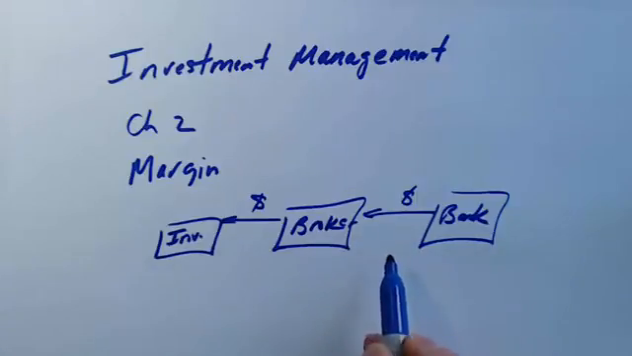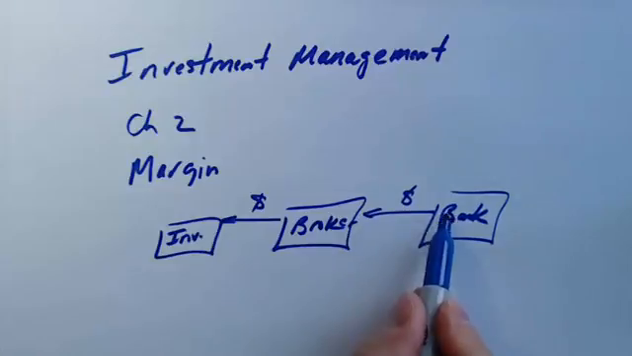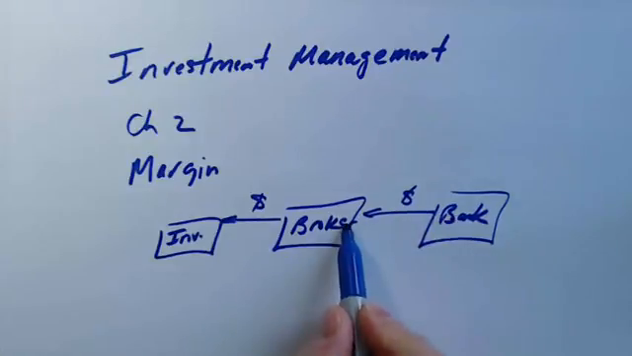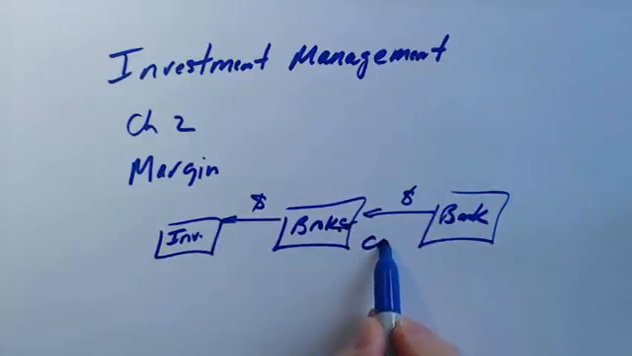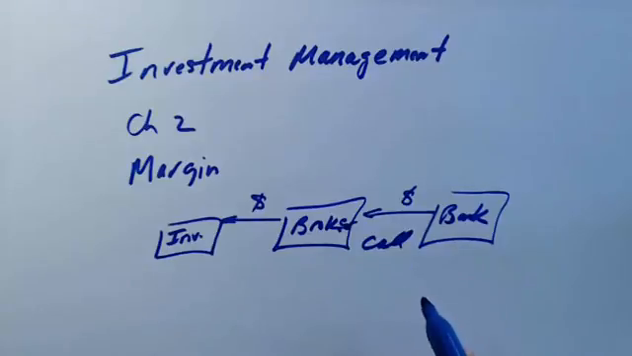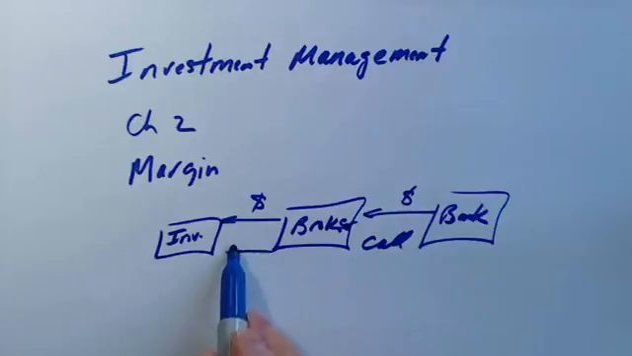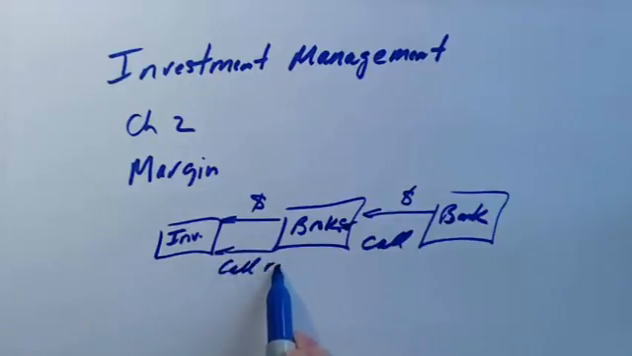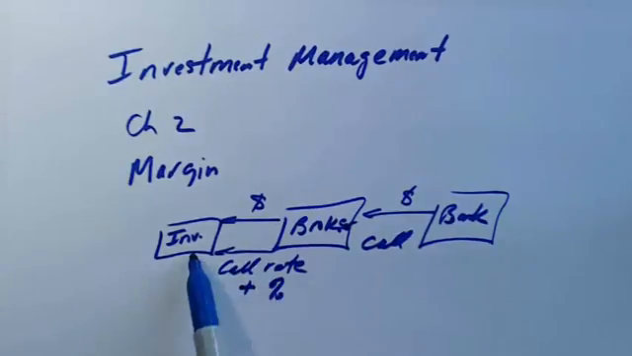Now, the interest rate that the bank lends brokerage firms is called the call money rate. And then your broker, who is in the business of making a profit, is going to charge you the call money rate plus 1% on top of that, like a spread. And then you'll end up paying that interest rate.